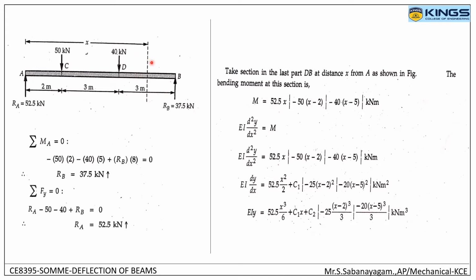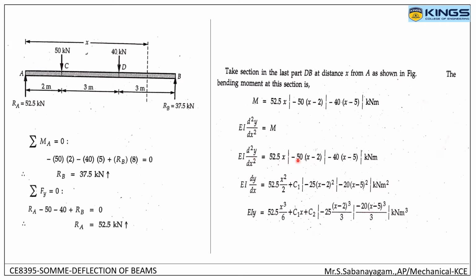Taking x as the distance, EI d square y by dx square is equal to M, since this is the relation of beam theory, right? So substituting M, EI d square y by dx square is equal to 52.5 x minus 50 into x minus 2, minus 40 into x minus 5 kilonewton meter.